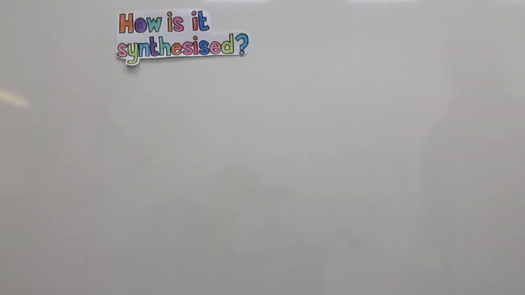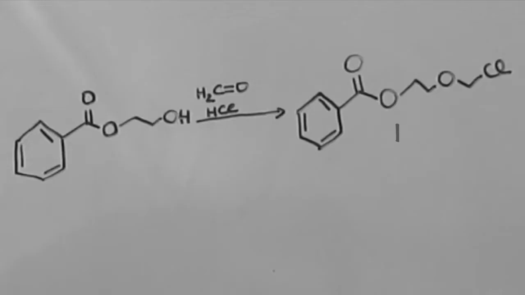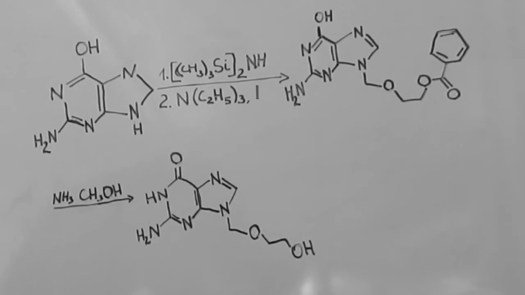So focusing on how it's synthesised. Benzoyl chloride reacts with ethylene glycol. This then reacts with a ketone, which then reacts with an electrophile. Finally, alcohol and ammonia are used to produce the final product, aciclovir.